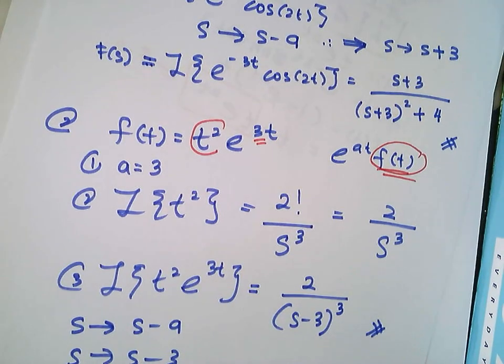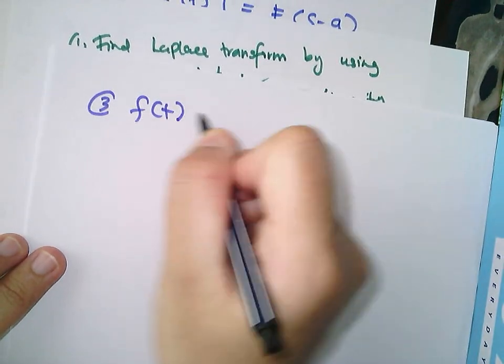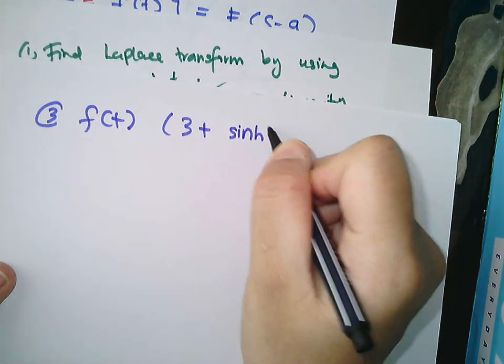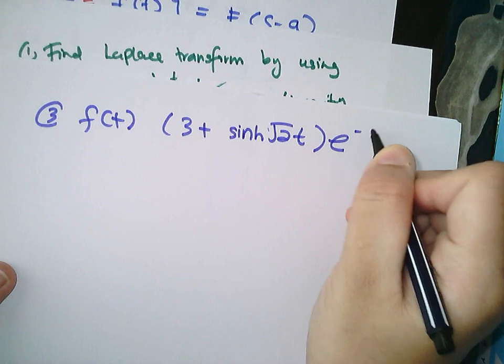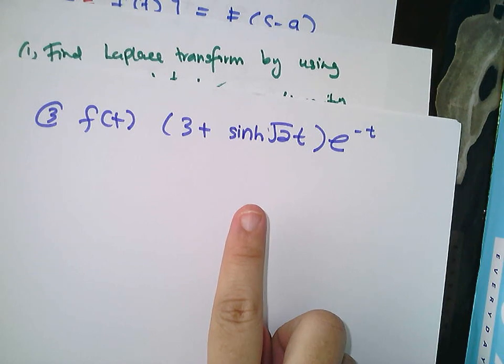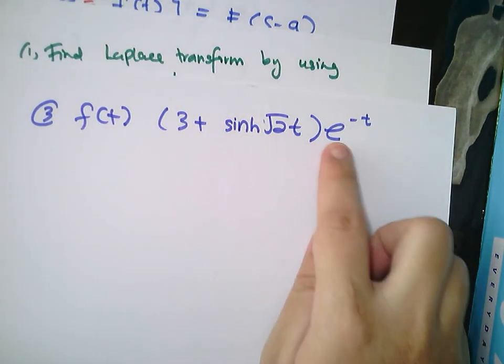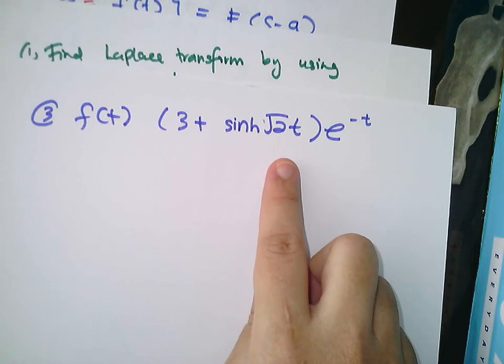I hope you can understand this one. So let's proceed to a complex function. We'll see how to use the first shift. If you have your f(t) equal to 3 plus sinh 2t, times exponent negative t, here you have two ways of doing it. The first is by expanding this expression first. So you will have 3 exponent negative t plus exponent negative t sinh 2t. That is the first way of doing it.